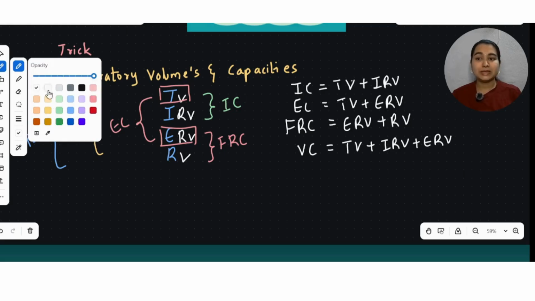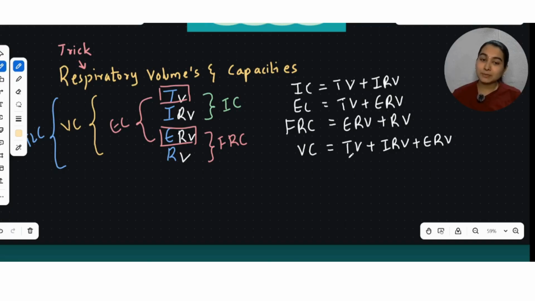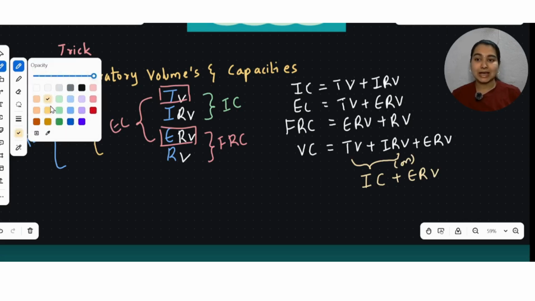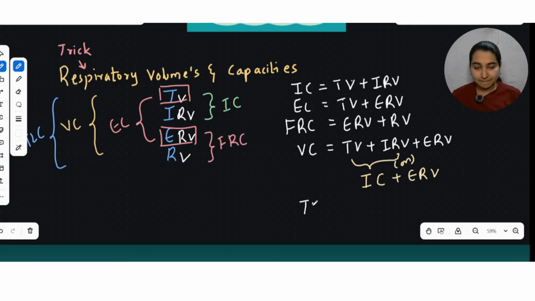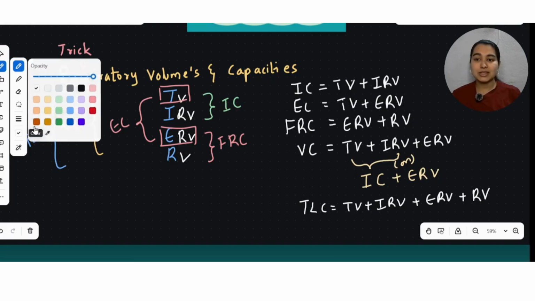Fine. Now, please tell me, can we write this in any other form? Yes, we can, by adding them. If you add both of them, you get inspiratory capacity plus ERV. Isn't it equal to the vital capacity? Yes. Next, how do you write the total lung capacity? The total lung capacity is nothing but the summation of all the four respiratory volumes, which is tidal volume, inspiratory reserve volume, expiratory reserve volume, and then the residual volume.